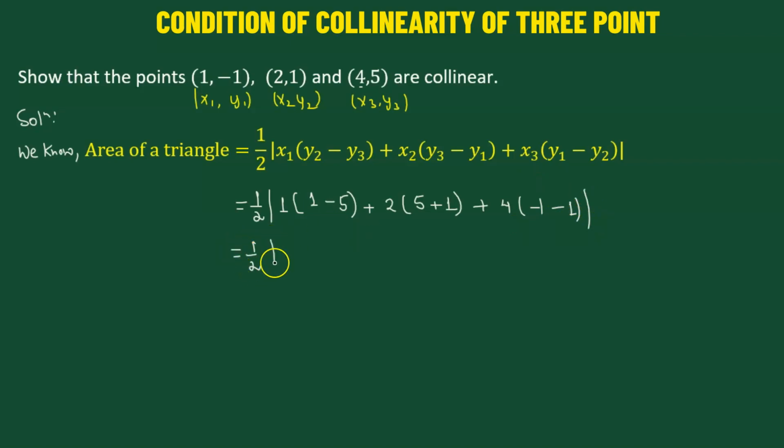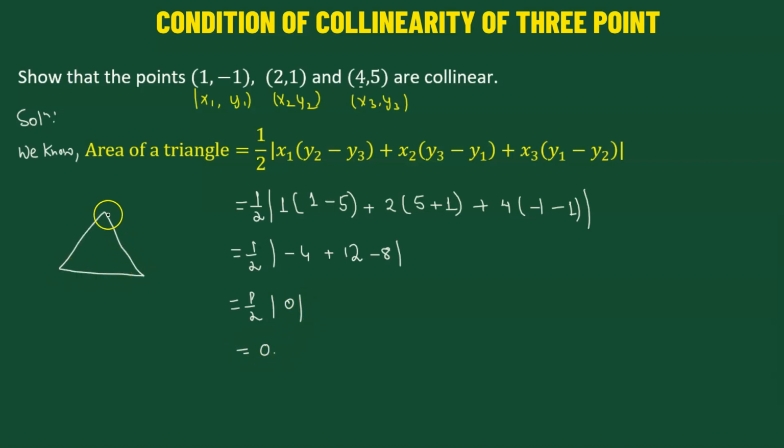Right, now let's calculate the value. We have half multiplied by 1 multiplied by -4, plus 2 times 5 plus 1, that's 6. 2 times 6 will be +12. And then we have 4 multiplied by -2, so that's -8. So this will be half multiplied by 0. And this is giving us an area equal to 0.